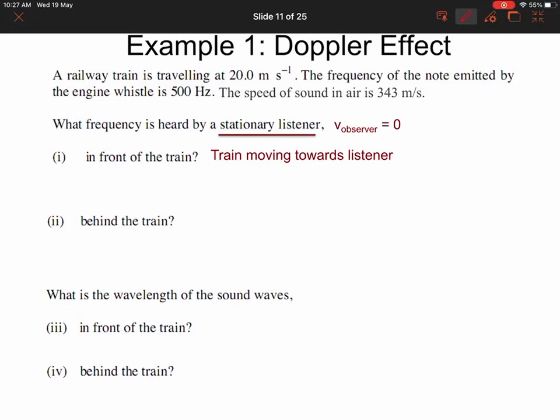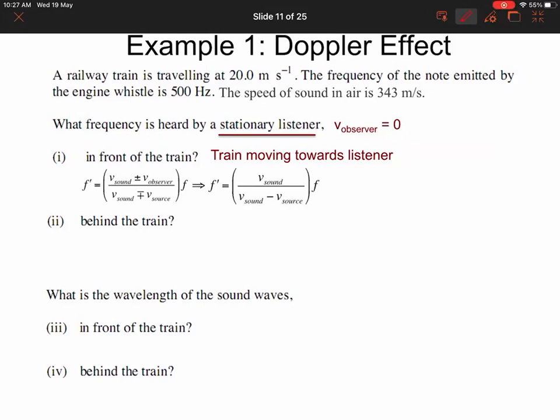The train, so in front of the train, that means that you have a stationary listener and then the train is approaching them. That means that the train is moving towards the listener. Okay. And movement of the source towards the listener will increase the frequency. Right? That means you use the minus sign at the bottom, V sound minus V source.